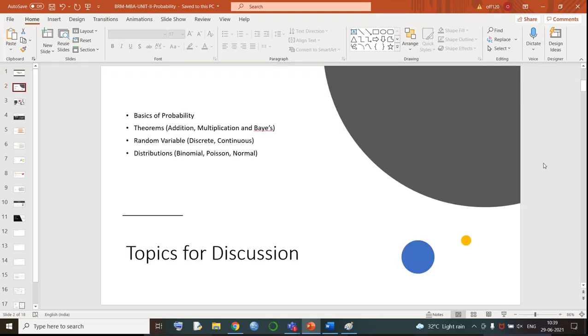The topics that we are going to discuss in this chapter are the basics of probability. We'll see some definitions of probability and some basic problems, followed by theorems. We have three theorems: addition, multiplication, and Bayes theorems. Based on the situation, we will come to know which theorem is applicable. After that, we have the concept of random variables, of two kinds: discrete random variable and continuous random variable. Here we'll see problems on conditional probability and marginal probability. The last topic is distribution.